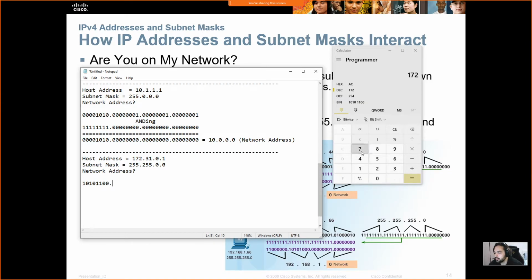What else? The 31, how do you write 31 in binary? 31 is 0, 0, 0, 1, 1, 1, 1, 1. And then you got the 0, which is all zeros. And you got 1, and then 4, 5, 6, 7. And then you got the subnet mask. We're going to do an AND again to figure it out. And the 255 is just all ones.